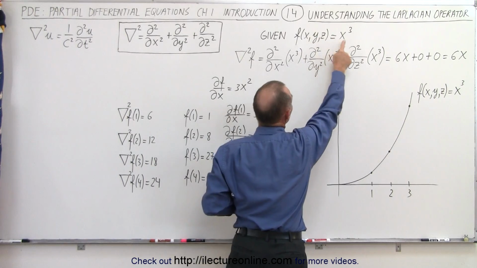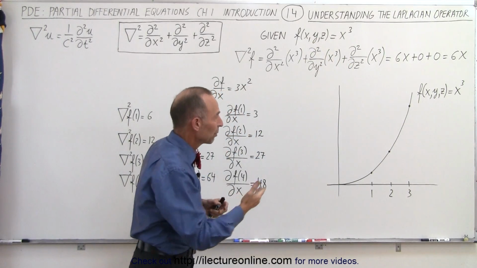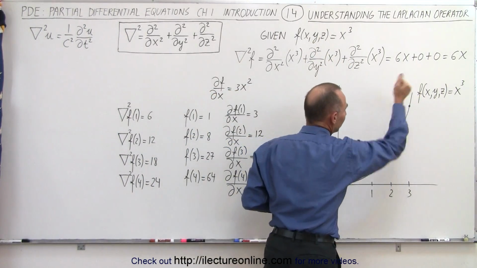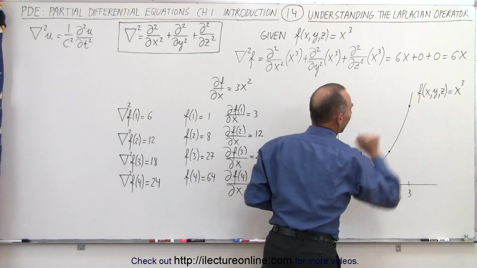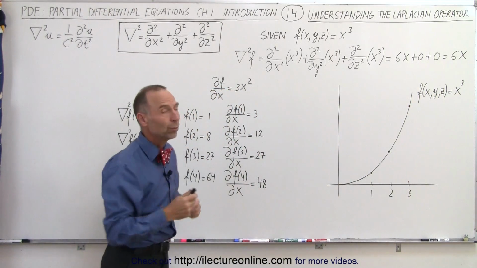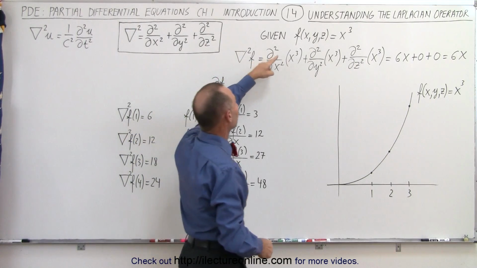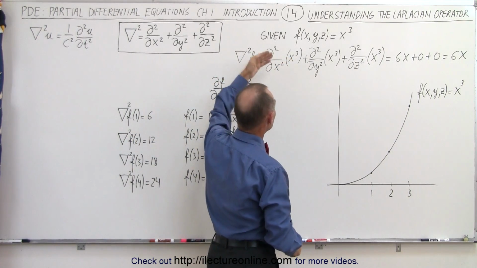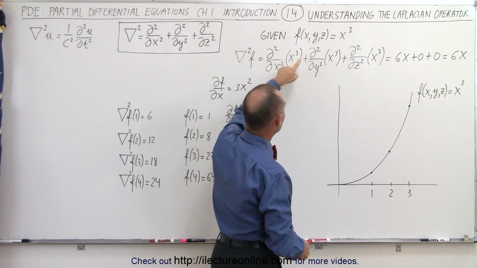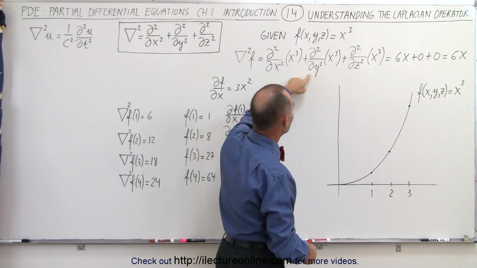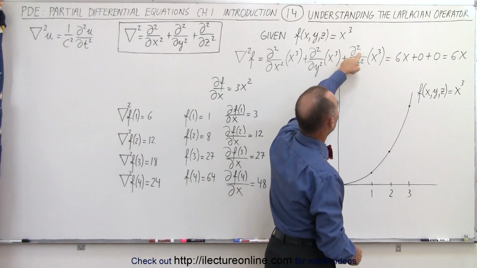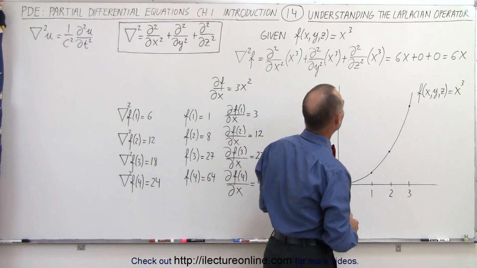So the function is equal to x cubed. And so when we try to graph the function, it looks like this. The function is simply x cubed. Now what do we get when we take the Laplacian? Well, we take the second partial derivative of the function with respect to x, the second partial derivative with respect to y, and the second partial derivative with respect to z.